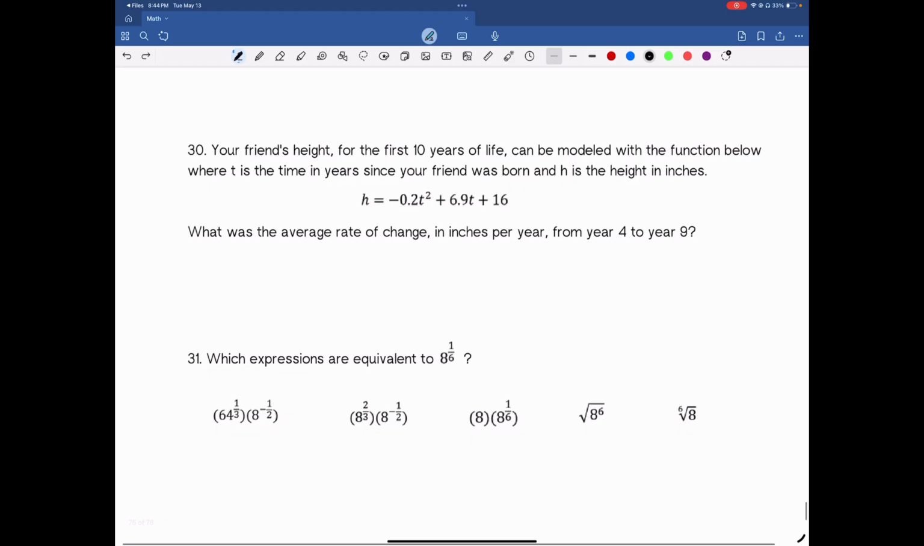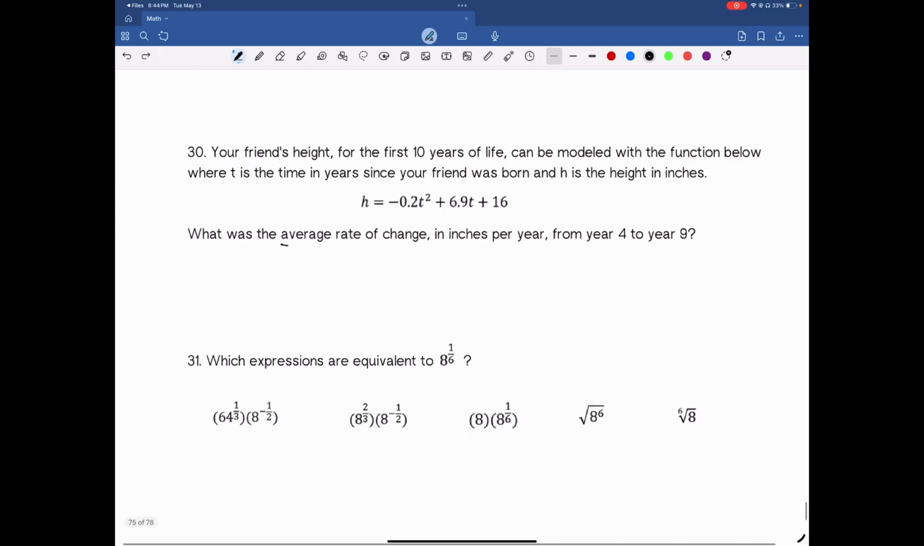All right, number 30. Friend's height for the first 10 years can be modeled by the function. What was the average rate of change? Remember, average rate of change means slope. So what's our slope formula? y2 minus y1 over x2 minus x1. So it says from year 4 to year 9. So that's your x1 and x2.